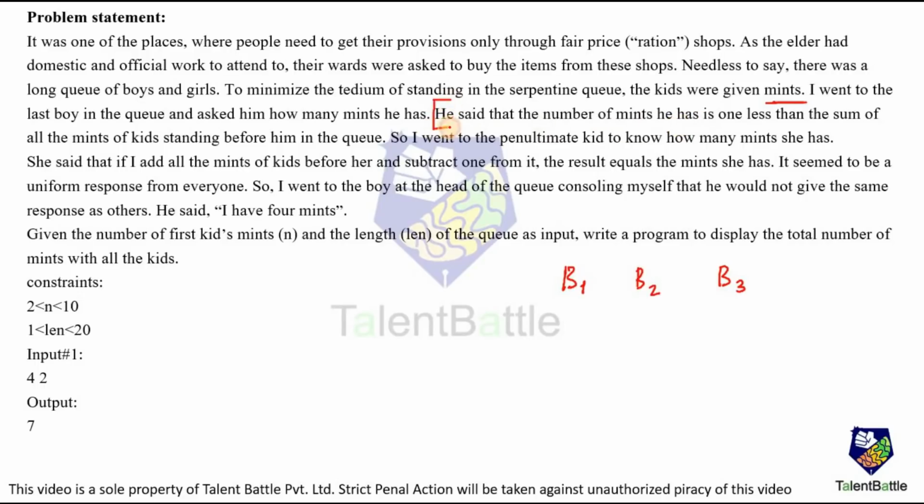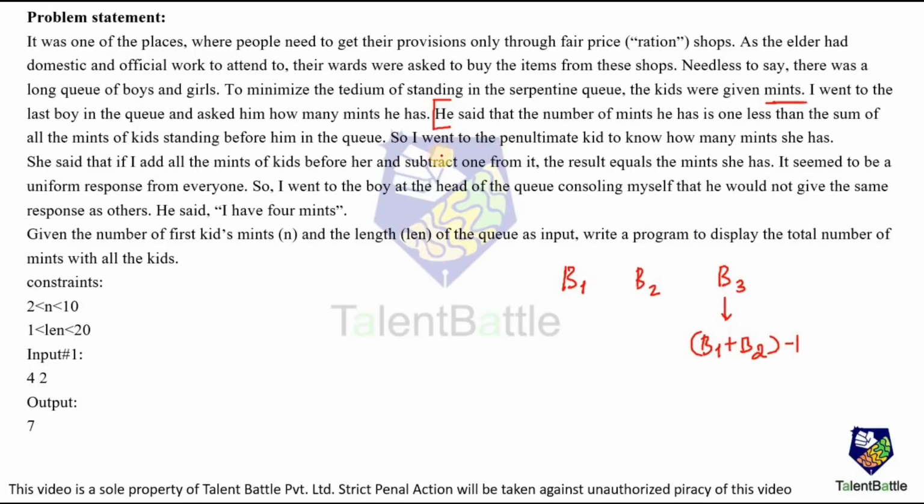So he said the number of mints, right? So from here you can check out the conditions properly. He said that the number of mints he has is 1 less than the sum of all the mints of the kids standing before him in the queue. Means we can write down the condition on the basis of this statement: the summation of what B1 is having, then B2 is having, minus 1, will exactly give me the value of B3.